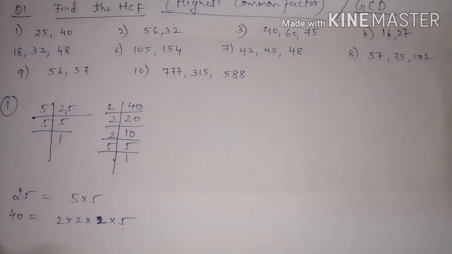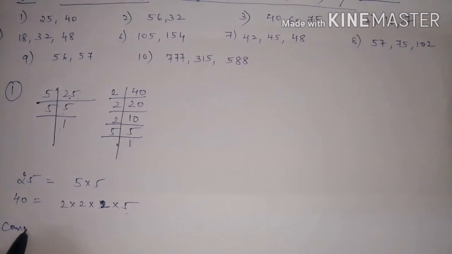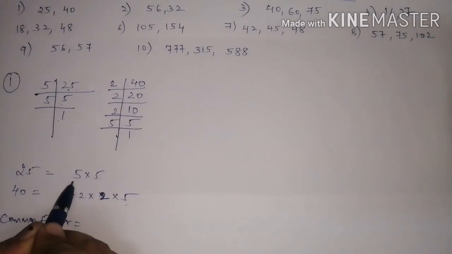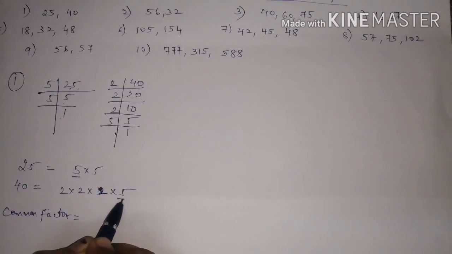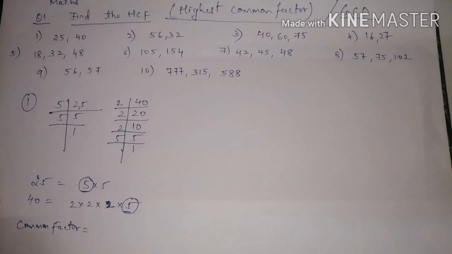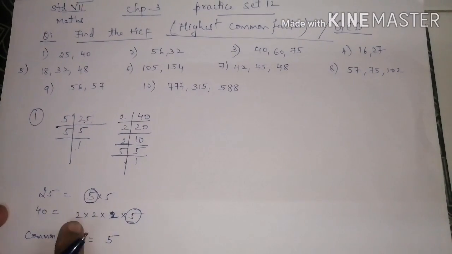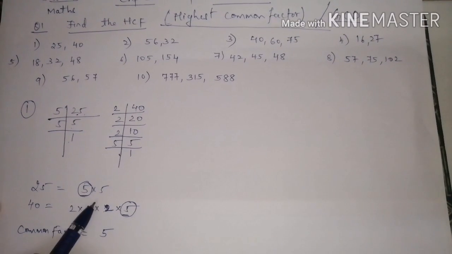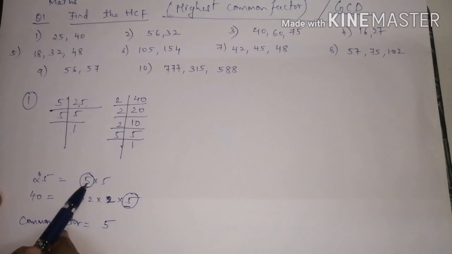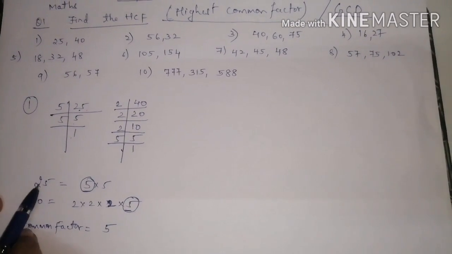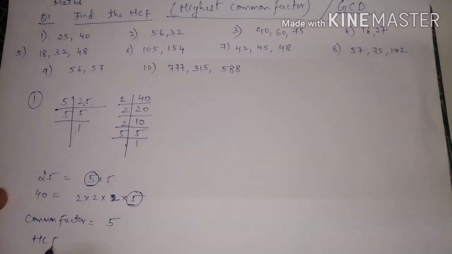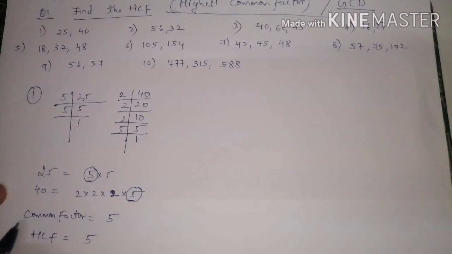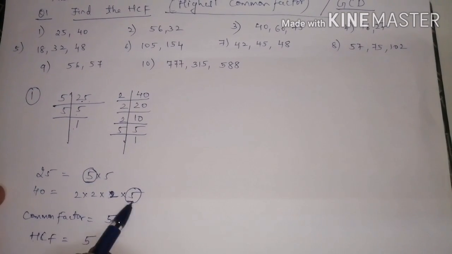Now children, common factor. In this, what is the common factor? What is the same in these two numbers? Which number is the same? 5 is the same. The rest, 2, is there in 40 but it is not there in 25. So only 5 is common in both the numbers. So HCF is only called that. Therefore HCF is only 5. Highest common factor is only 5.